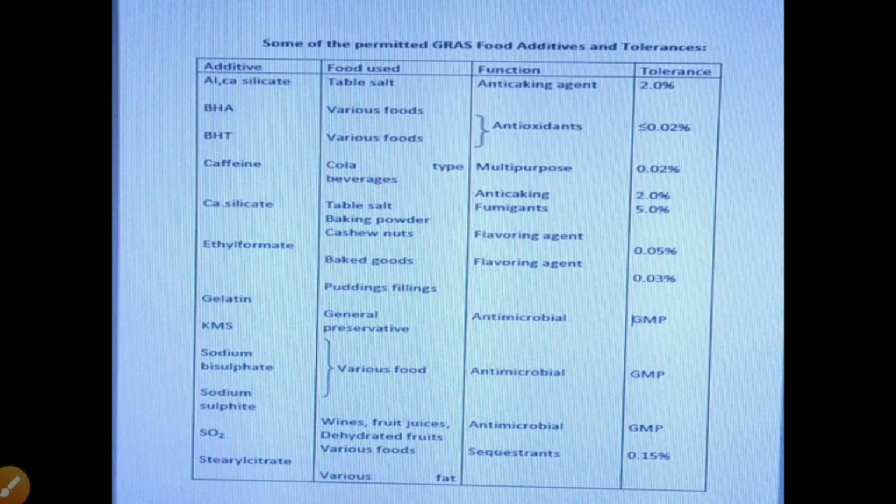And likewise, there are many other additives like caffeine, calcium silicate, ethyl formate, gelatin, potassium metabisulfite, sodium bisulfite, sodium sulfite, sulfur dioxide, and stearyl citrate.